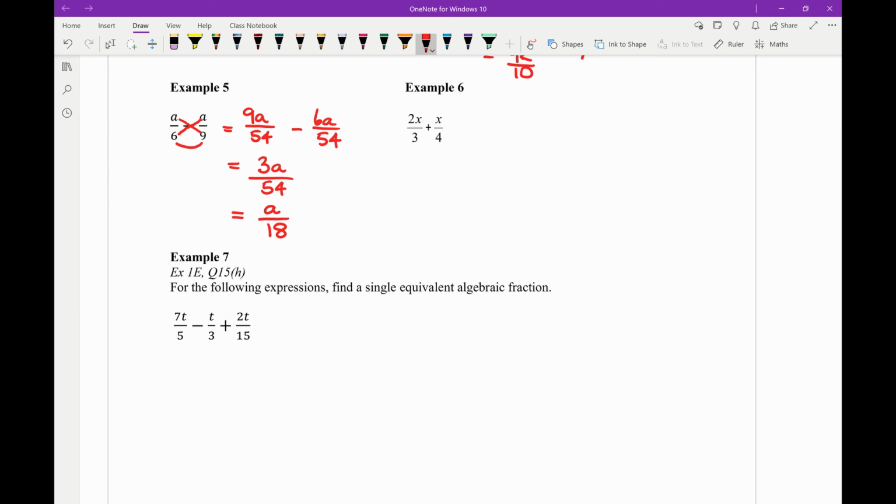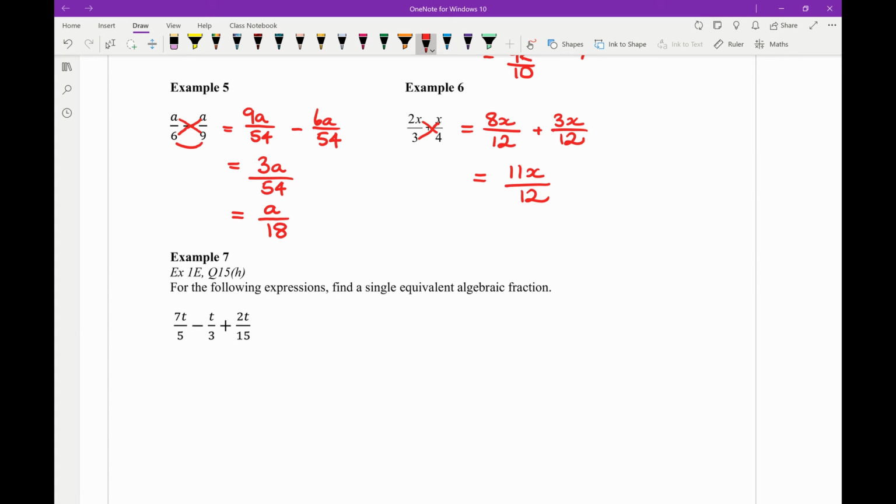Question 6. We start by multiplying those denominators together. 3 times 4 is 12. Then we multiply diagonally. 2x times 4 is 8x, and x times 3 is 3x. Adding 8x plus 3x is 11x over 12.